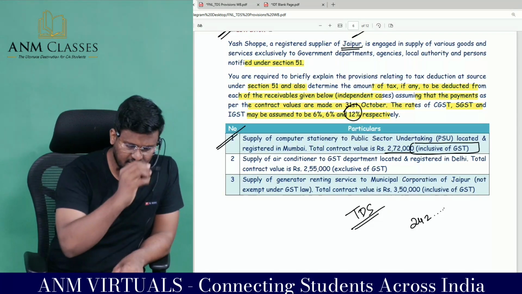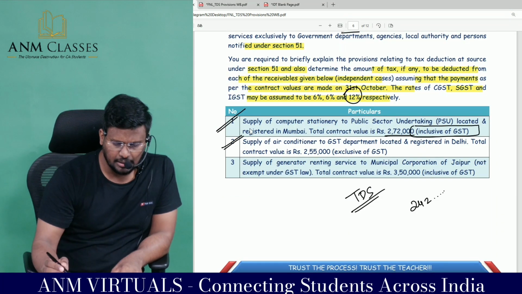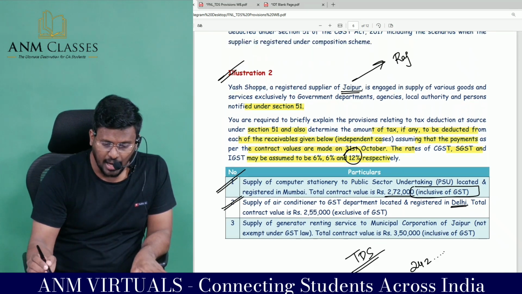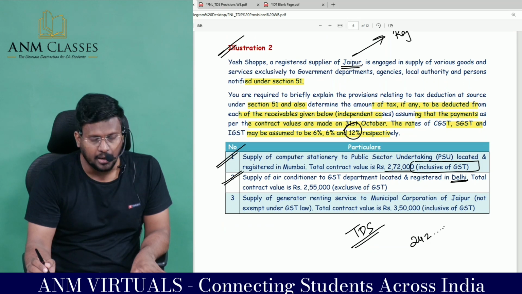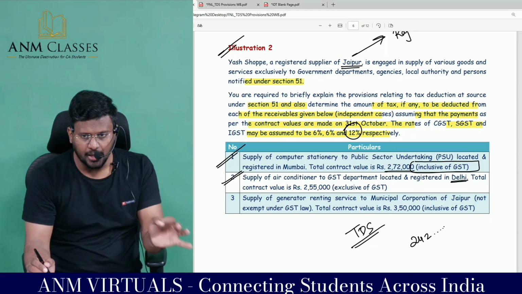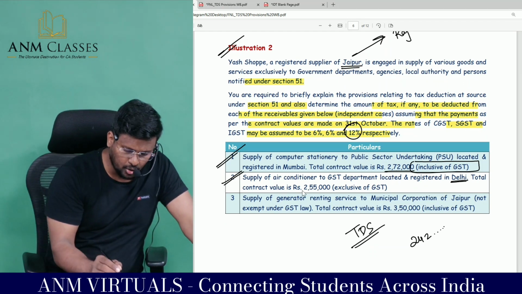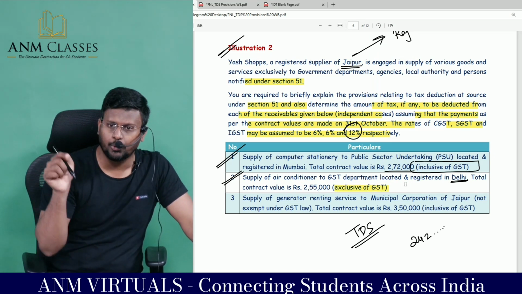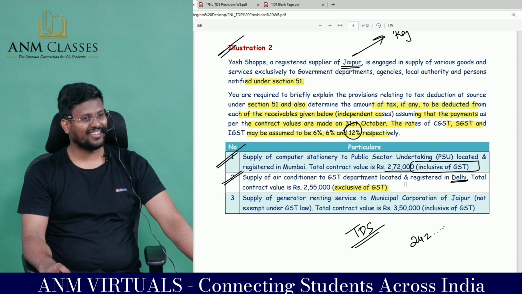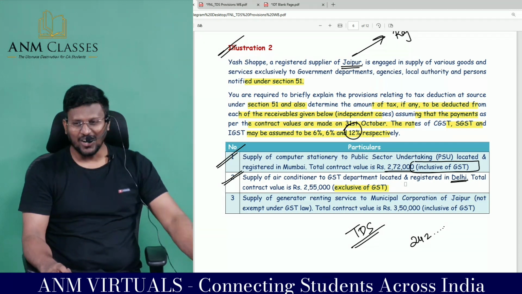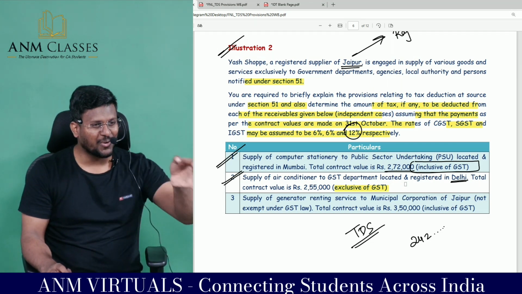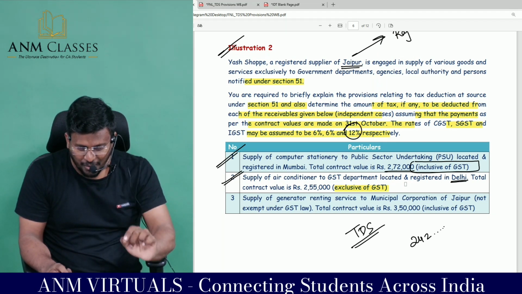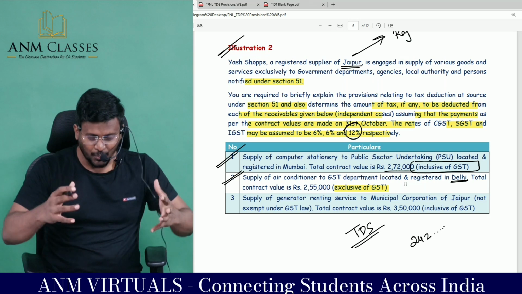Coming to the second adjustment. Supply of AC, that is goods, to GST department located and registered in Delhi. We are in Rajasthan, but they are in Delhi. It's an interstate supply. No need to check the exception. Total contract value is 2,55,000 exclusive of taxes. Then again, don't put divided by 112 into 100 every time. It's not a normal procedure where every time you have to divide. You have to read whether it is inclusive of taxes or exclusive. So this is without taxes.